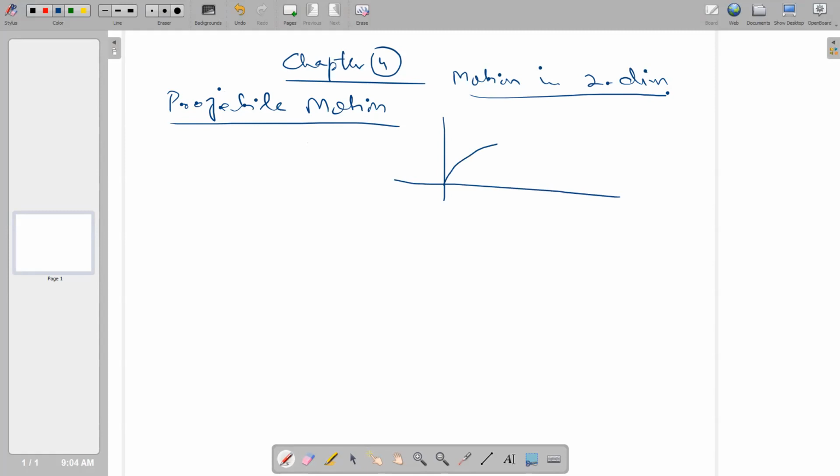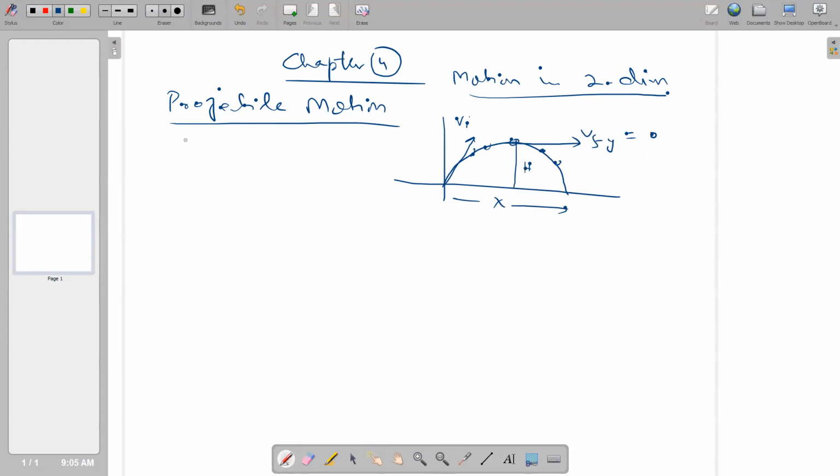So this is the motion of a projectile, and this is the initial velocity. At the highest point, the final vertical velocity is 0, and the horizontal velocity remains constant everywhere in its path. And this is the horizontal distance, or the horizontal range. And this is the maximum height.